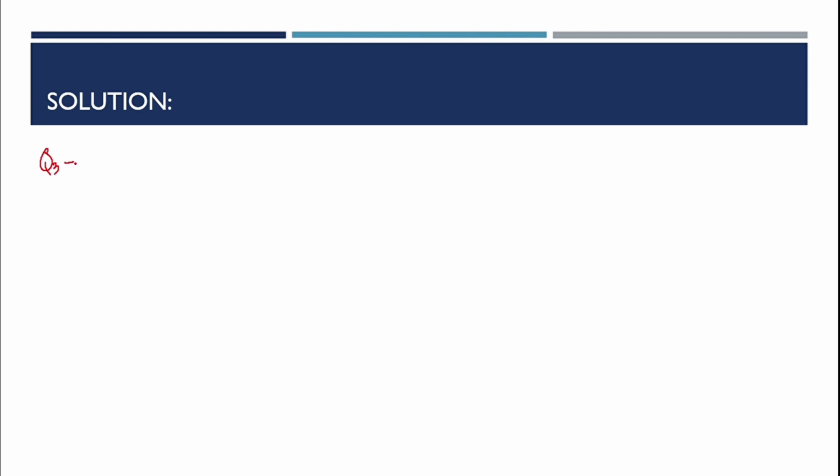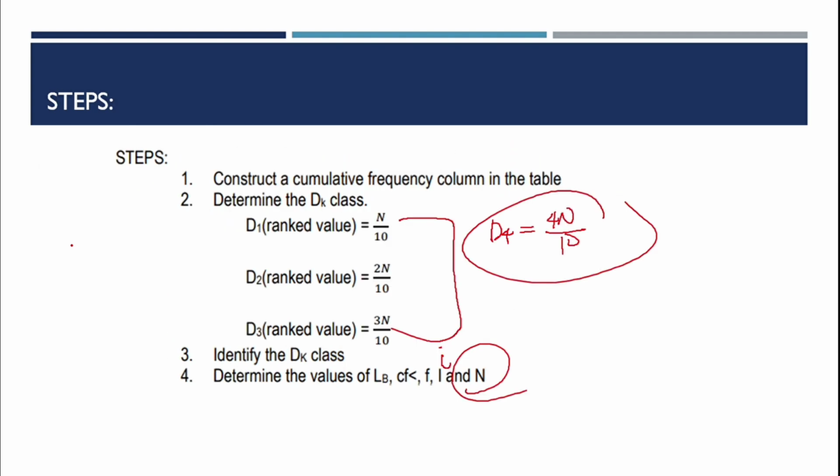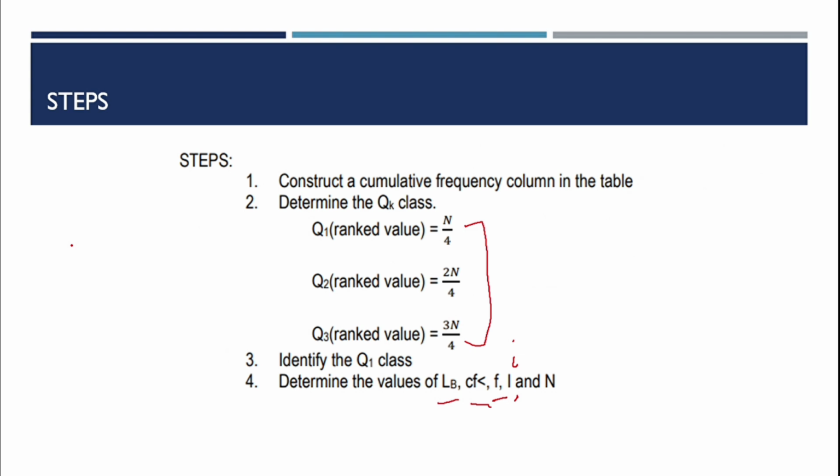Okay, Q3. The formula for Q3 is LB plus Kn over 4 minus the less than cumulative frequency over the frequency, times the interval. So let's have the steps. Here are the steps in finding the Qk.